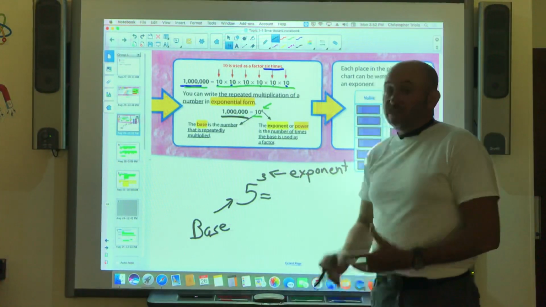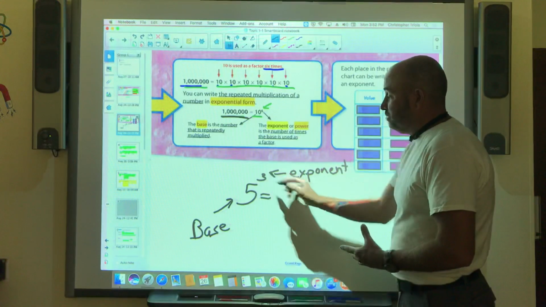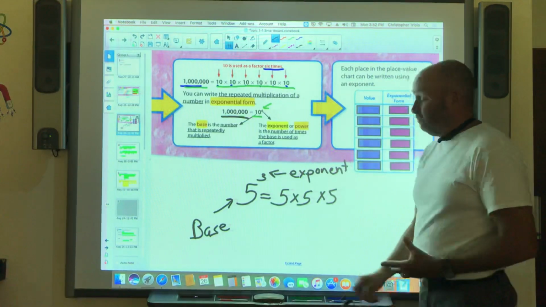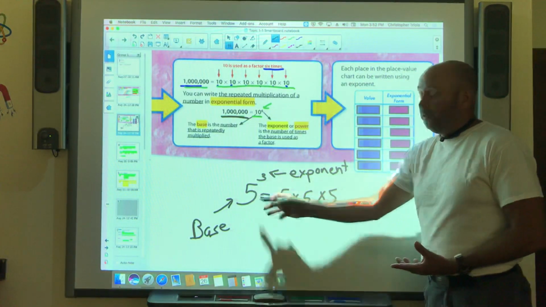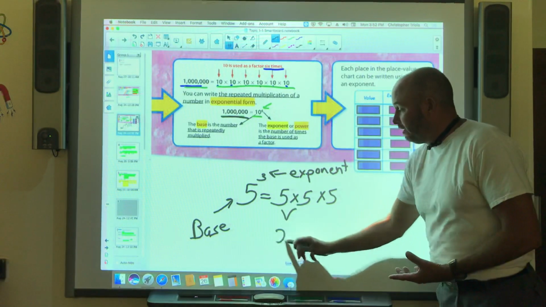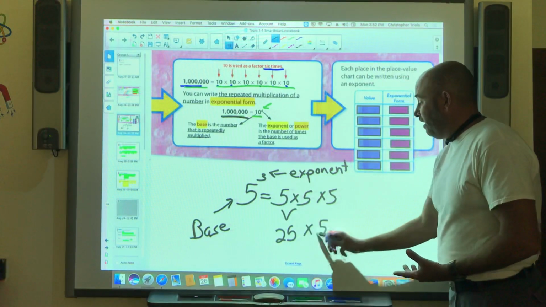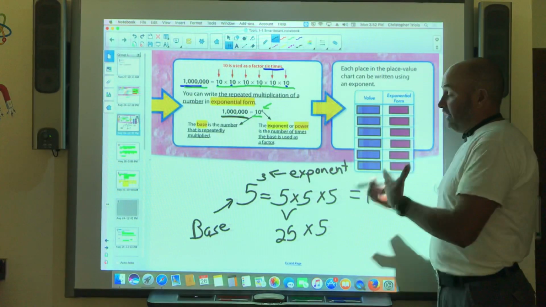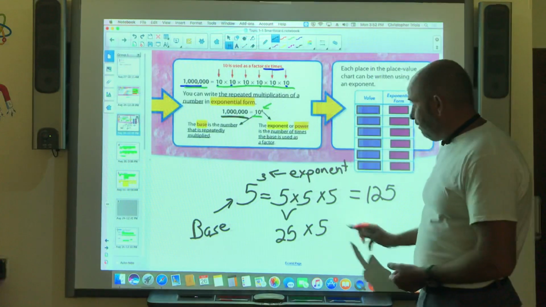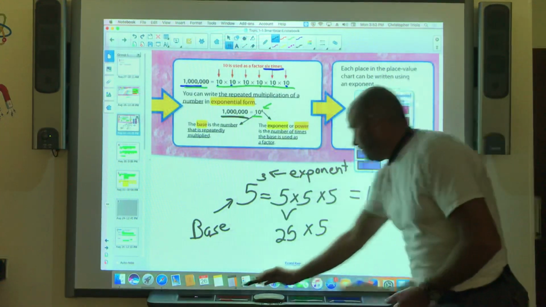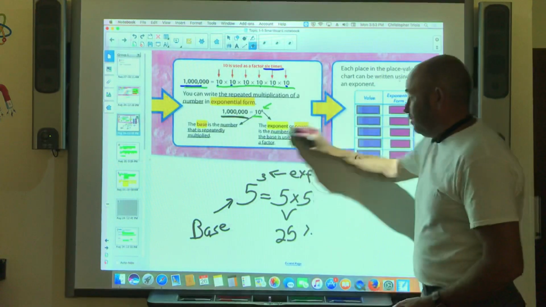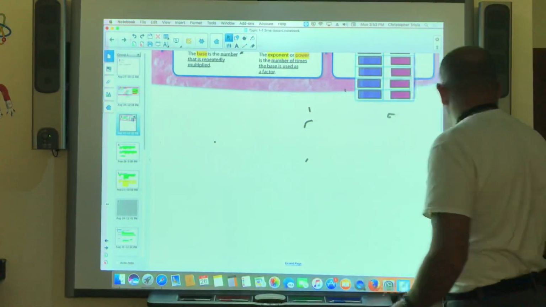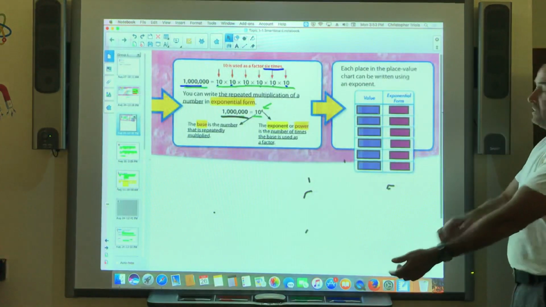So this actually is not a value of 5. It actually means that you have 5 times 5 times 5, which is a lot greater than the value of 5. So you would have 5 times 5 is 25 times 5. This would actually equal 125. That's a lot of math, isn't it? So 5 to the 3rd is actually equal to 125.